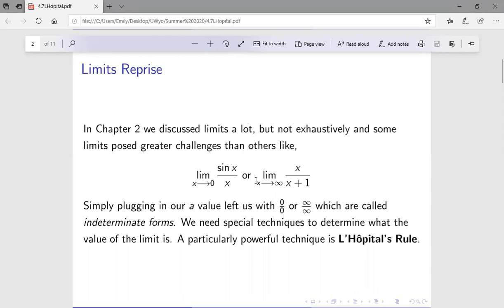Simply plugging in our values for a left us with either 0 over 0 or infinity over infinity, respectively, which are called indeterminate forms. And that means that they don't mean anything. 0 over 0 doesn't mean anything, and neither does infinity over infinity. You need special techniques to determine what the value of our limit is. And a particularly powerful technique is L'Hopital's rule, which we're going to get in right now.